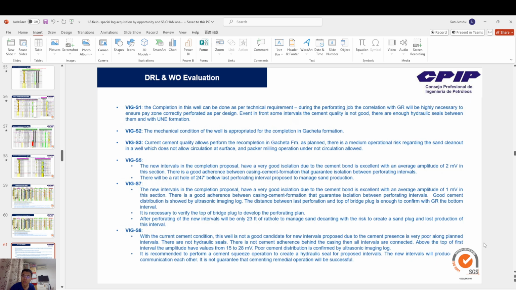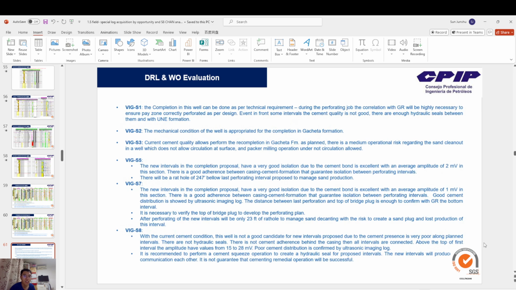Well S8. With the current cement condition, this well is not a good candidate for new intervals proposed due to the cement presence is very poor along planned intervals. There are not hydraulic seals. There is not cement adherence behind the casing. Then all the intervals are connected.